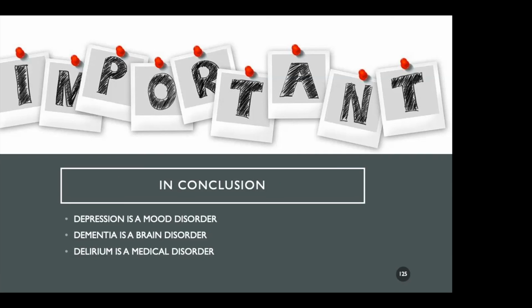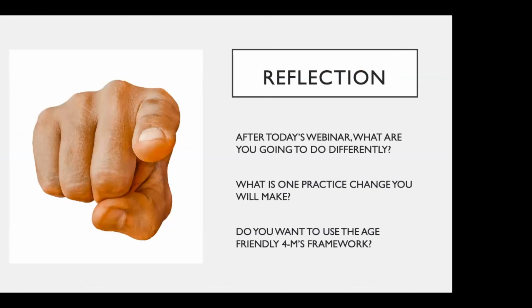So if you take anything back with you, at the very least, remember depression is mood, dementia is brain, and delirium is a medical disorder, which will give you some ideas about where you need to turn next in terms of processing and evaluating it. And my last slide is a reflection for all of you today. After today's training, what are you going to do differently? What is one practice change you're going to make? And how many of you would like to use the age-friendly 4M's framework? So take a moment to think about this.